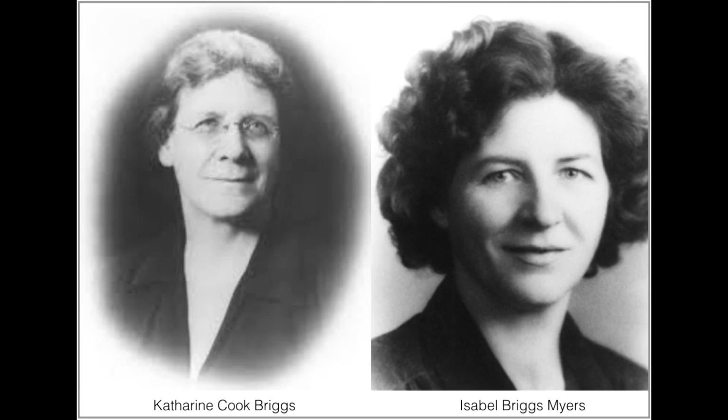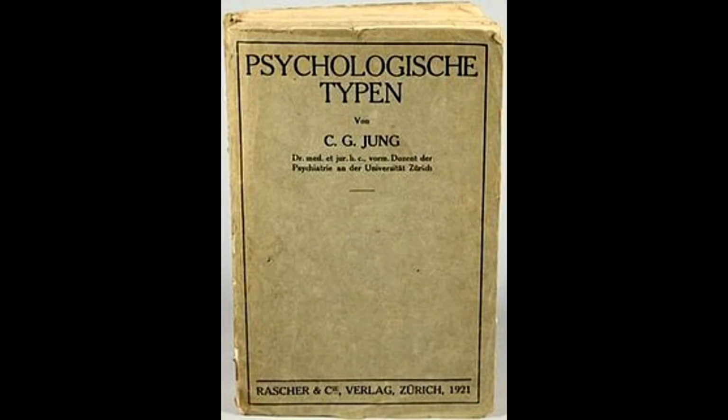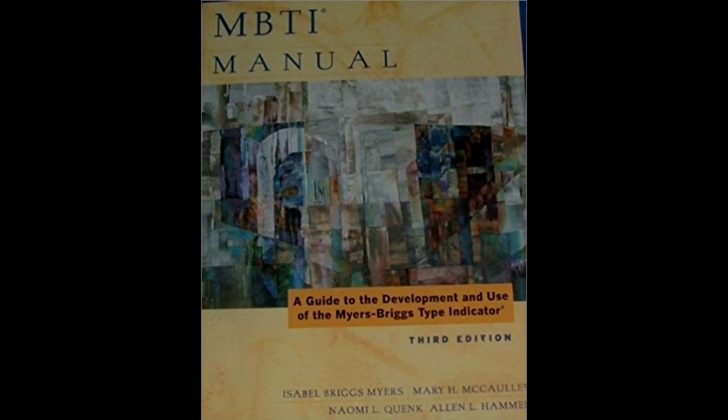The MBTI began development in 1917 by Catherine Cook Briggs. She was then, a few years later, inspired by Carl Jung's book, which was translated and released in English in the year 1923. To sum up the next 50 or so years pretty briefly, her work was continued by her daughter Isabel Briggs Myers, who graduated first in her class from Swarthmore College in 1919. So they compiled their ideas and their research on personality.